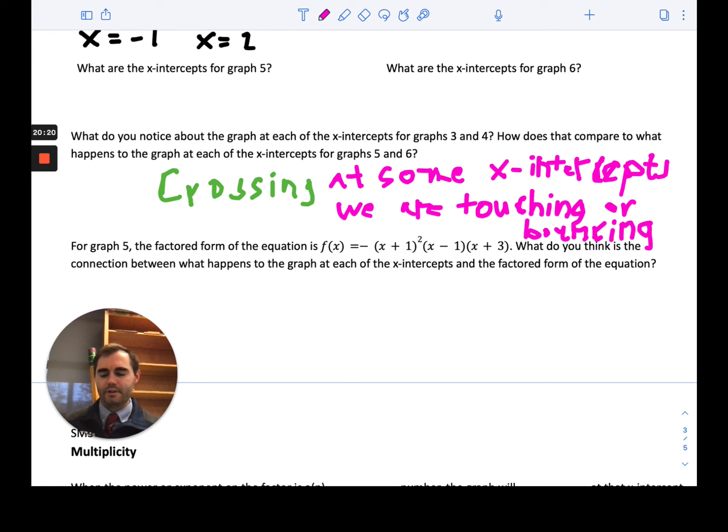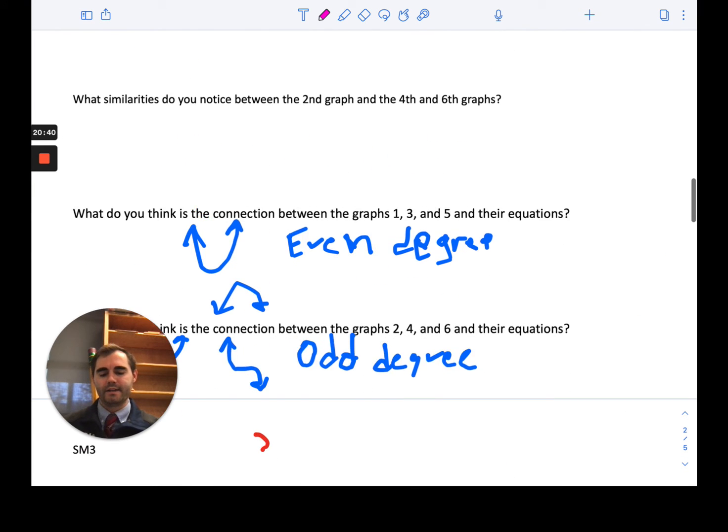Okay. So now if we looked at, for the graph number 5, the factored form of the equation is f of x is equal to negative x plus 1, all that squared, times x minus 1 times x plus 3. So what do you think is the connection between what happens to the graph at each of the x-intercepts and the factored form of the equation? Okay, so yeah, so this is graph number 5. So if we just look back at number 5 here.